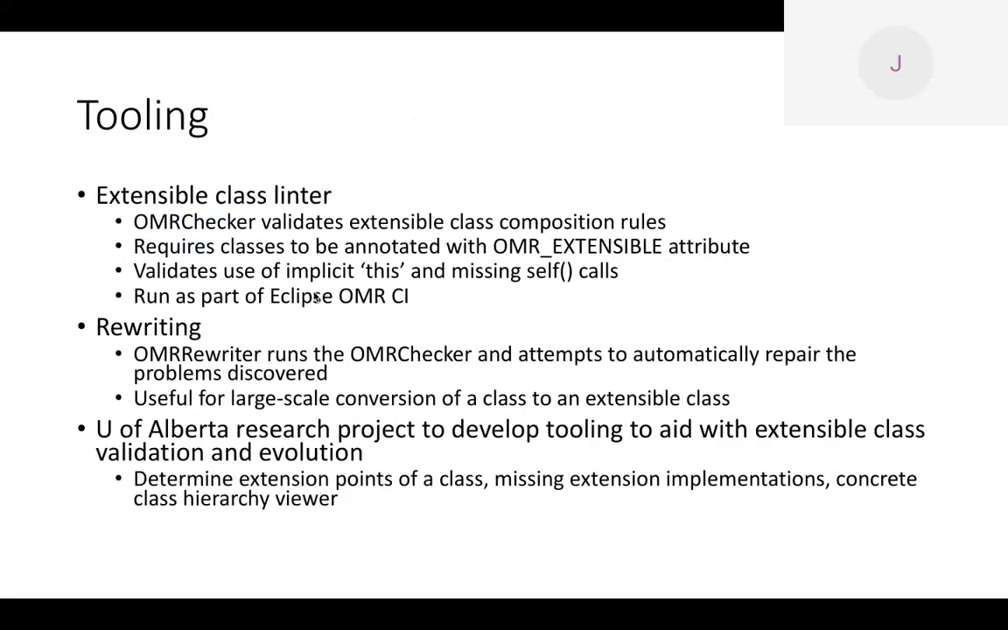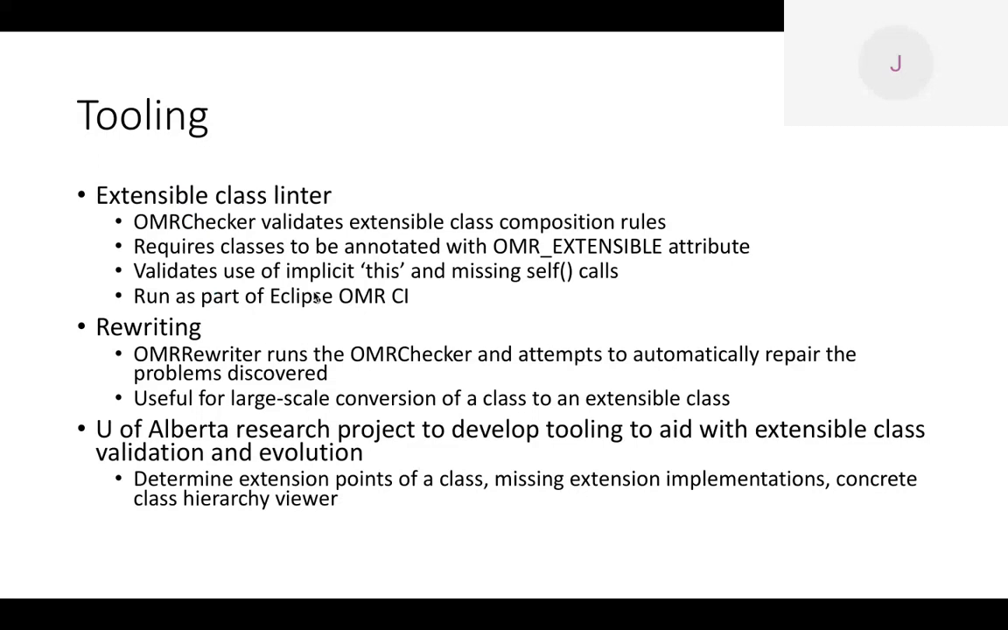So we do have some tooling to make some of this easier. One thing that we have is a linter. It checks the extensible classes, provided you've used the OMR extensible attribute, and it can check a variety of things to make sure that the classes are put together properly. For example, it can tell you when you're missing this point. If you're using this implicitly and you're missing a self call, it'll flag that and it'll fail to build.